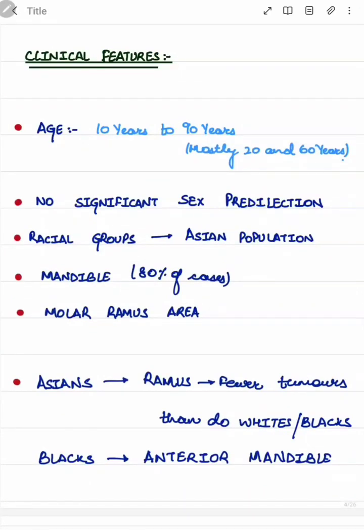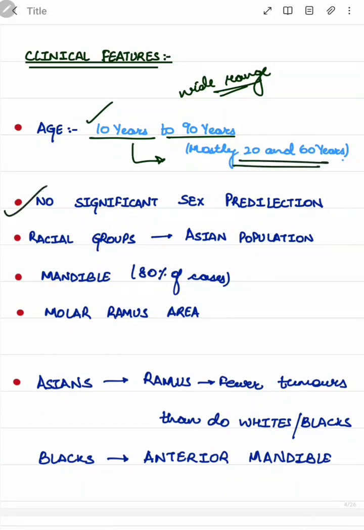Now the clinical features of ameloblastoma. So ameloblastoma has a wide range of occurrence. The age most commonly affected is between 10 years to 90 years, but mostly it is seen between 20 to 60 years. Males and females are equally affected, so there is no significant sex predilection. The Asian population is more commonly affected than any other racial group.